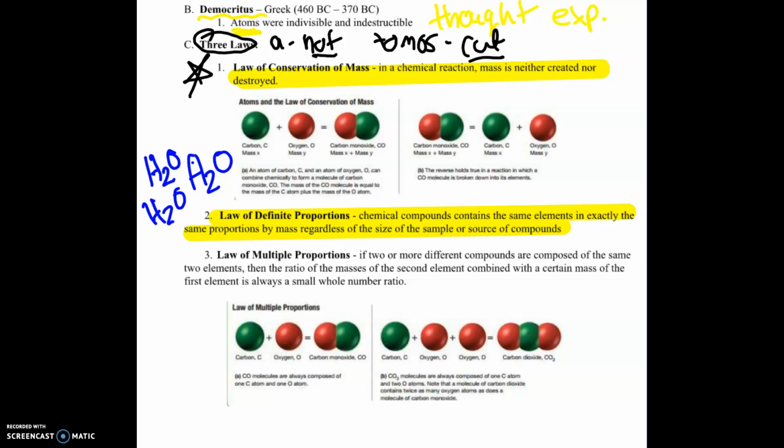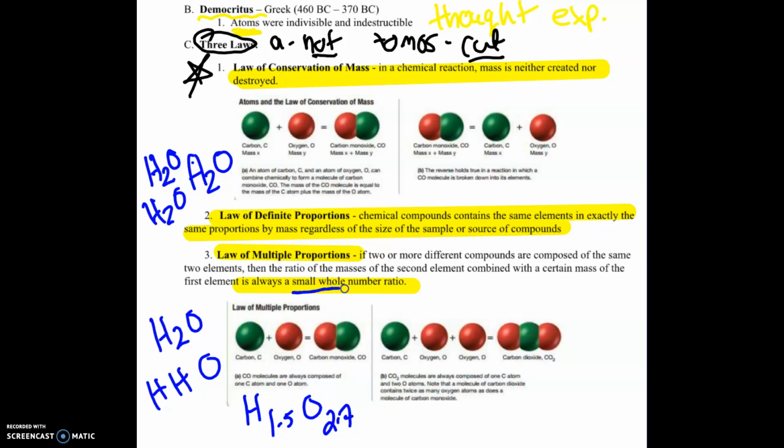And then let's take a look at our law of multiple proportions. So what this means, if two or more different compounds are composed of the same two elements, then the ratio of the masses of the second element combined with a certain mass of the first element is always a small whole number ratio. That sounds like probably a lot of mumbo jumbo to you, but let's go back to our water example. If you have H2O, you can see that there are going to be two hydrogens for every one oxygen. You will never see something like H1.5O2.7. There'll be a small whole number ratio. So all of the chemical formulas are going to be made up using integers.